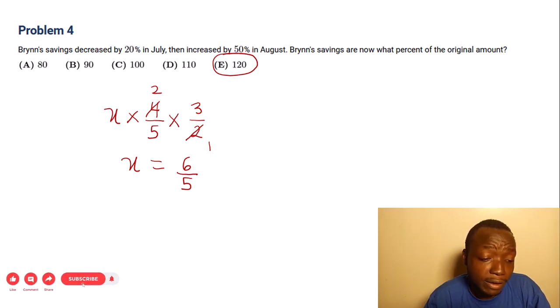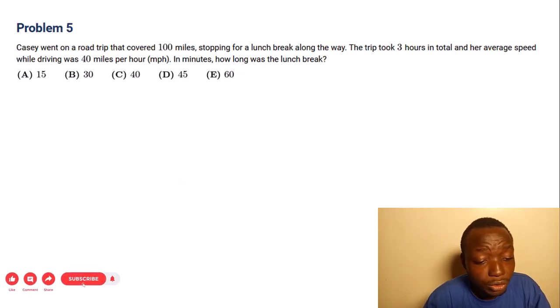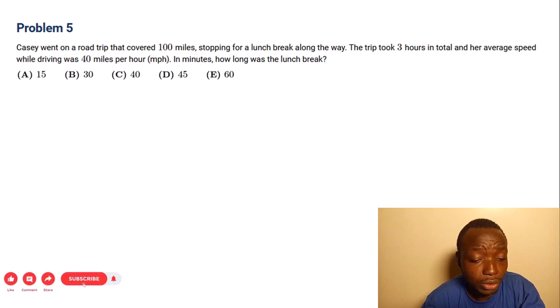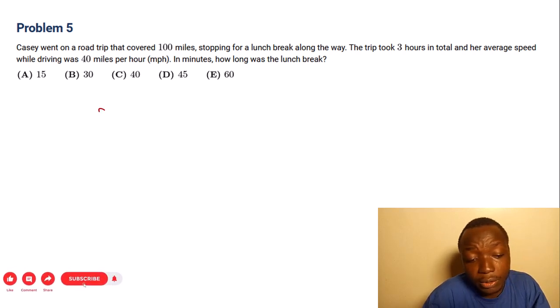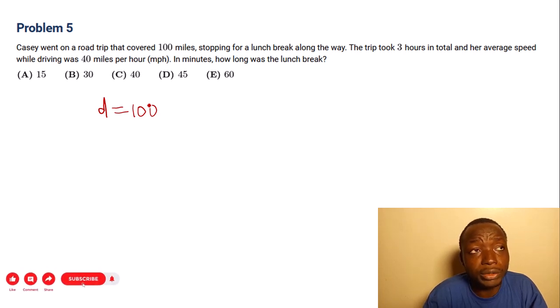Now, problem 5. Cassie went on a road trip that covered 100 miles. So the total distance for this road trip is 100 miles. So D equals 100. Now, stopping for a lunch break along the way, the trip took 3 hours in total. So, including the lunch break, the trip took 3 hours in total.